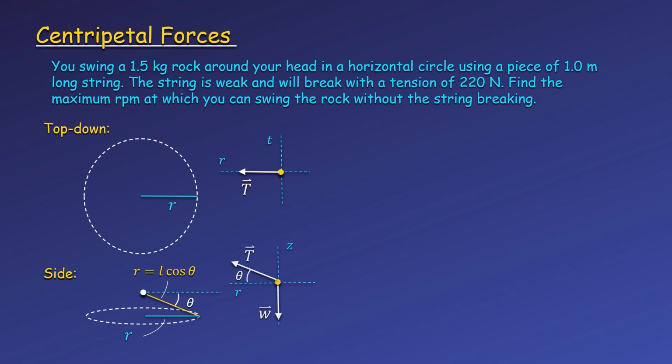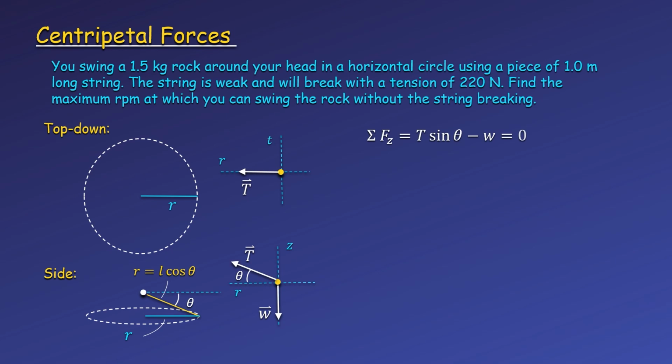We will draw our tension at this angle, and we need to be careful with our radius as well. We were given the length of the string, so this is the diagonal length from your hand to the rock at the edge of the circle. We can form a right triangle and find the radius of our circle using the length of the string times cosine of this angle. Since the components of tension will depend on this angle, we will need to find out what it is. We can do this by summing the forces in the vertical z direction since we know the mass of the rock and can find the weight.